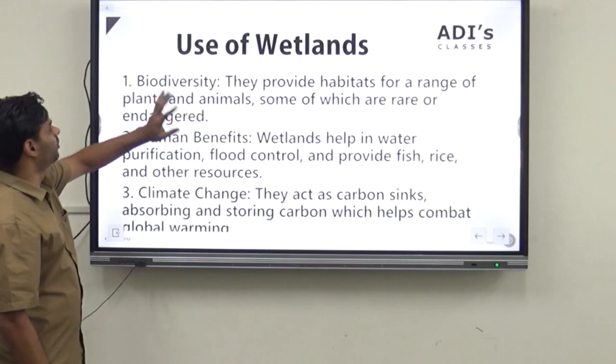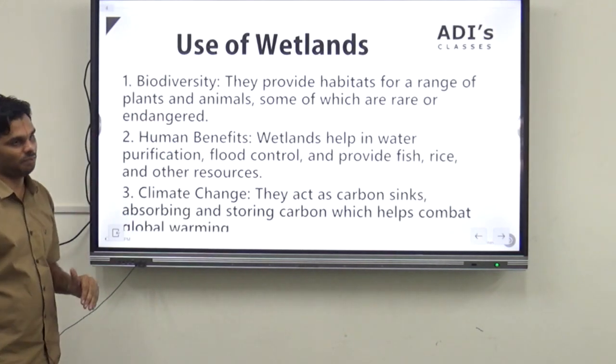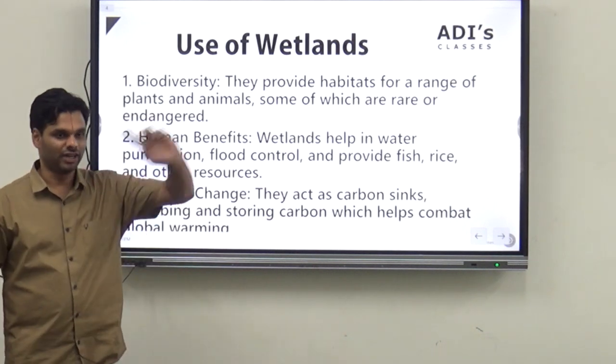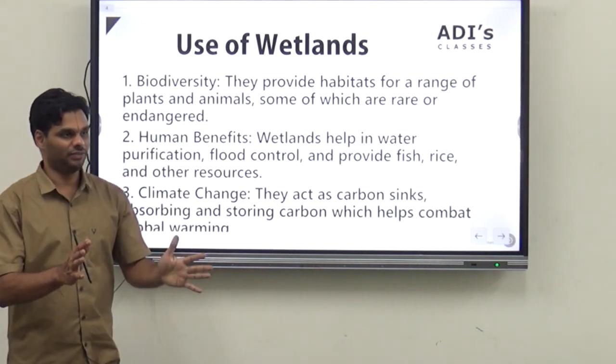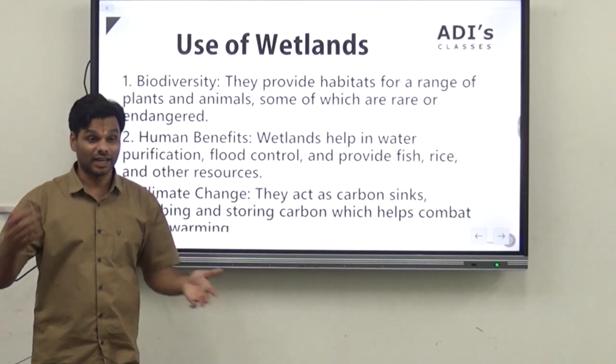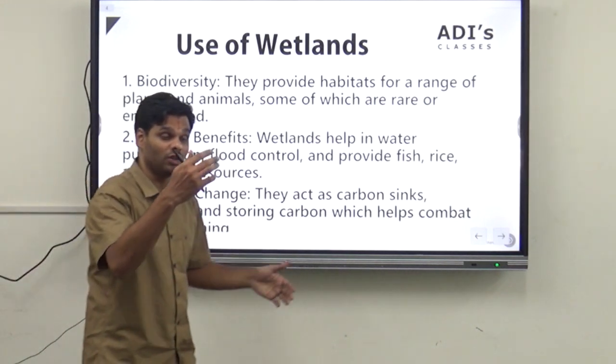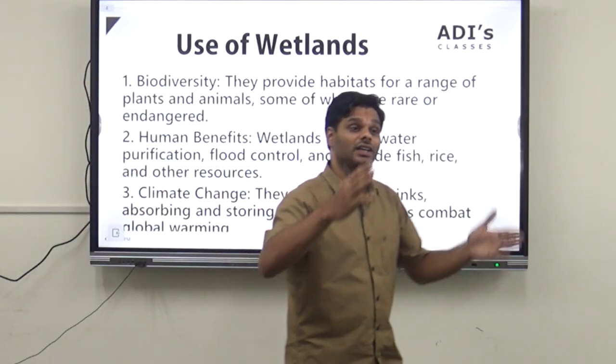So the same thing, use of wetlands, we can put it into 3 parts. One is biodiversity for nature. The second one is human benefits like fisheries, rice, right? Rice are all your paddy fields. Paddy fields are wetlands.